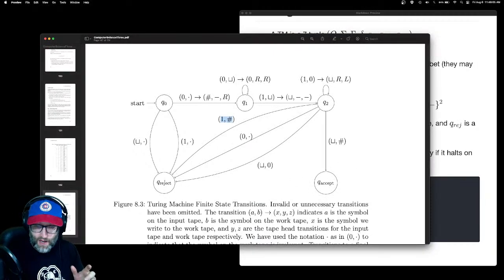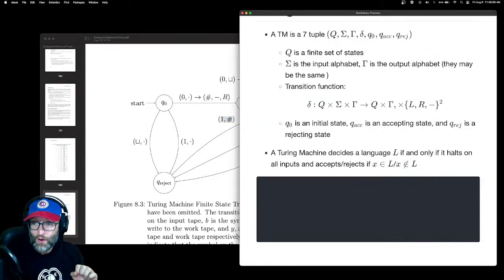It'll end up in this reject state if it's not in the language. The third condition there is that it has to halt.